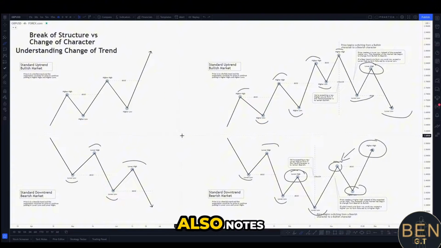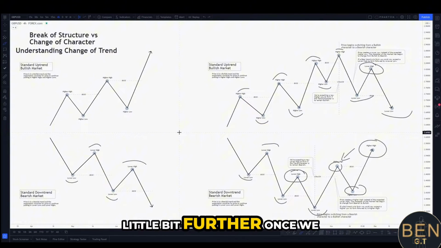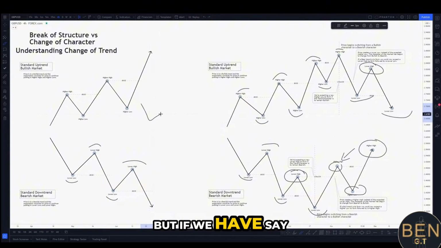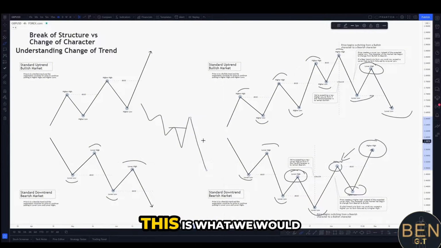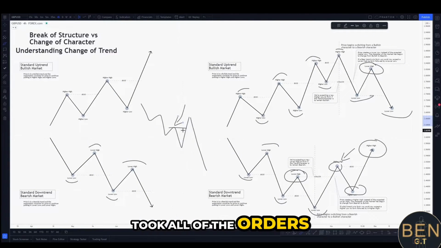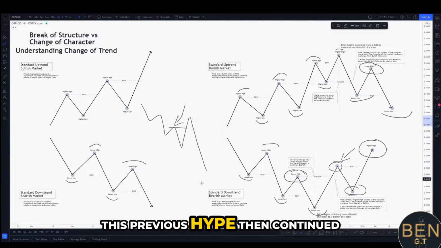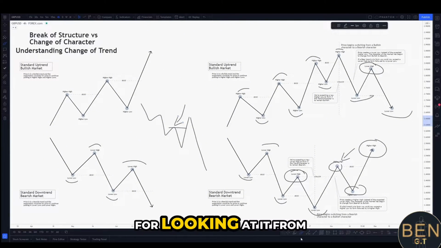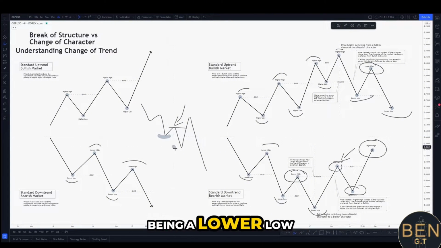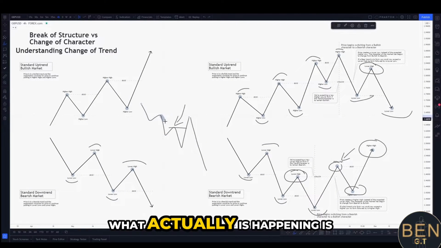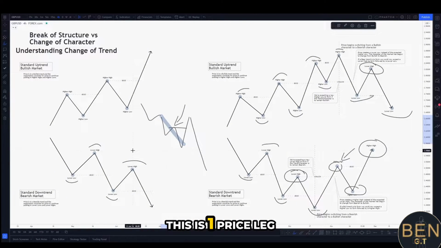One thing to also note, and we'll go into this a little bit further once we jump into liquidity, is that if we have, say, price creating lower lows and lower highs, we get that change of character, but then price begins to move to the downside. This is what we would know as a liquidity grab. It essentially took all of the orders that rested above this previous high, but then continued the trend. If we're looking at it from a market structure mapping perspective, instead of this being a lower low and this being a lower low, what is actually happening is this is one price leg.